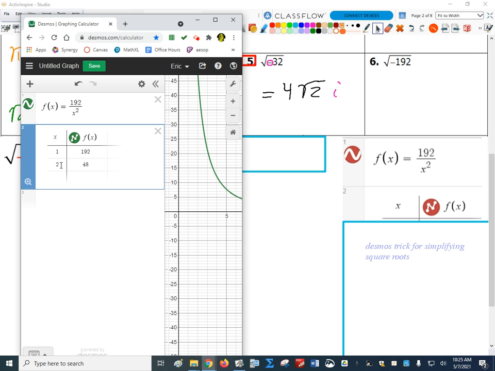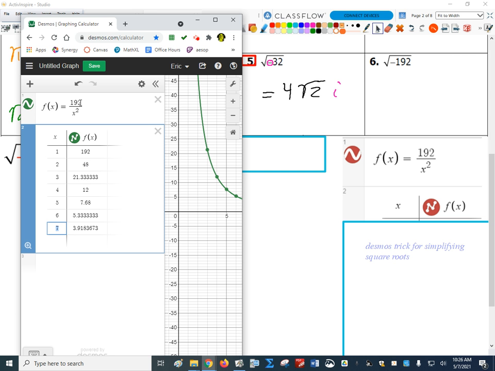So what if I input a 2? 192 divided by 2 squared, well, 2 squared is 4. 192 divided by 4 is 48. And then if I just put my cursor next to the 2 and I hit enter a bunch of times, Desmos knows the pattern I'm following is I'm just going up by 1 every time. Okay. Well, what's this telling me?